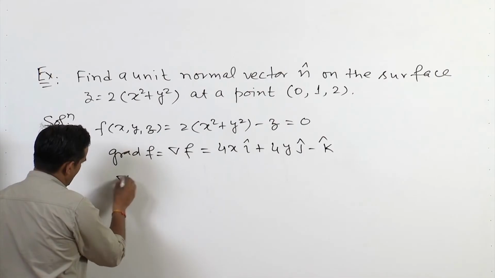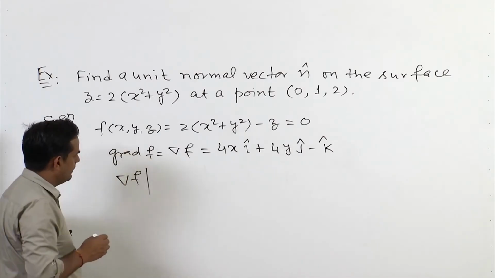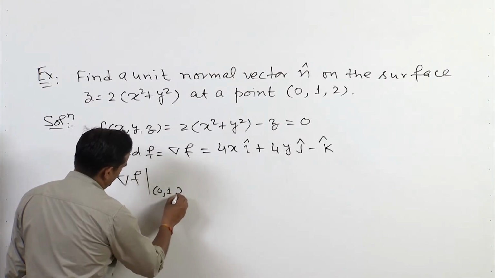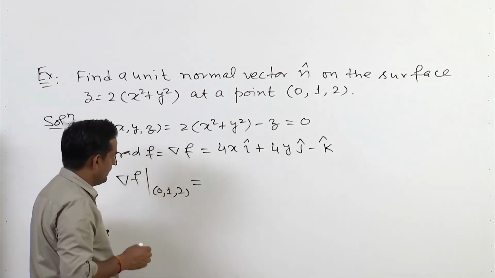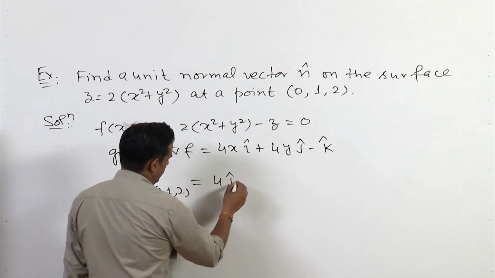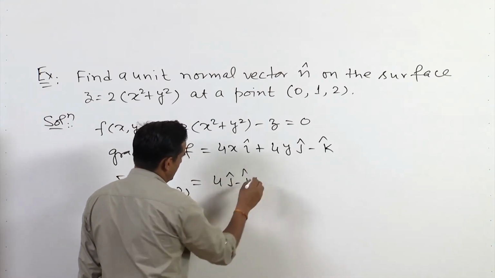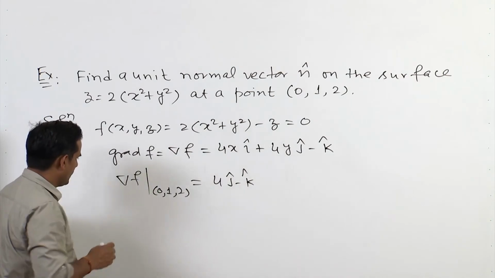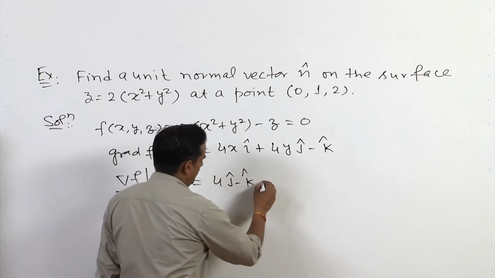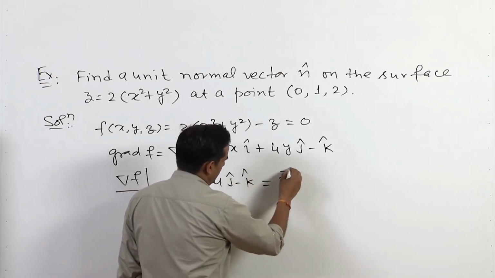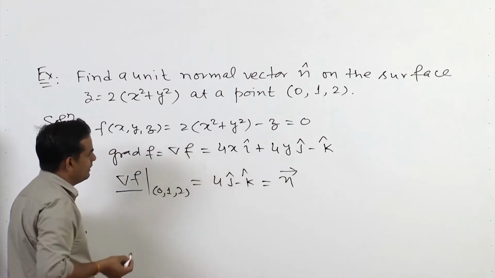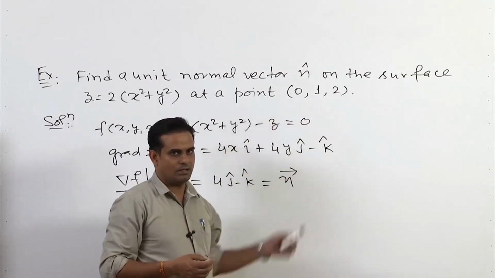Now, this del f, the gradient vector at point (0, 1, 2), is given as 4 j cap − k cap. So, this vector will be the normal vector to the surface f, which is given by this equation at this particular point.